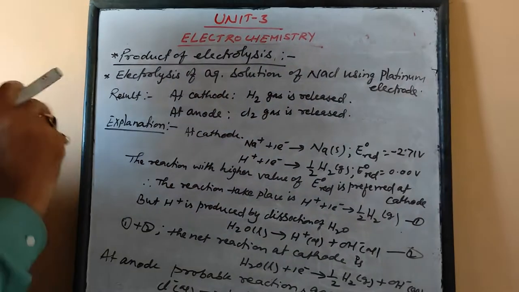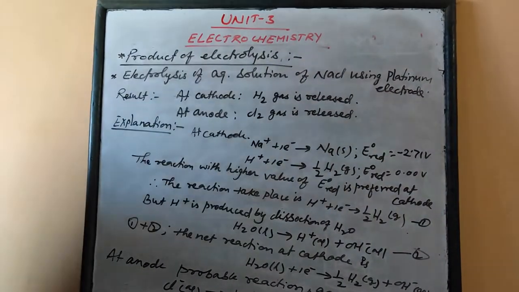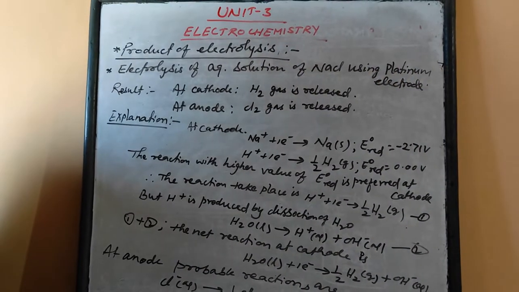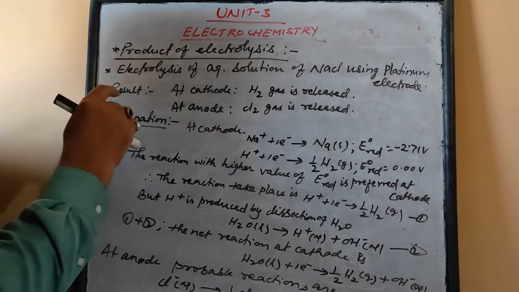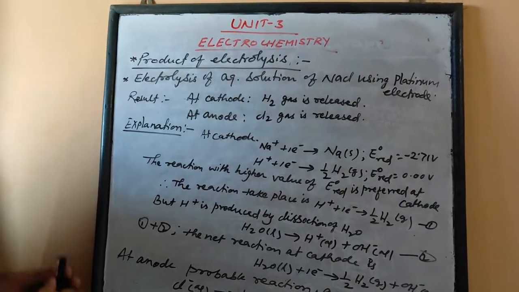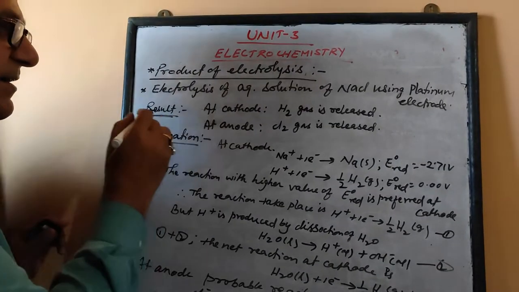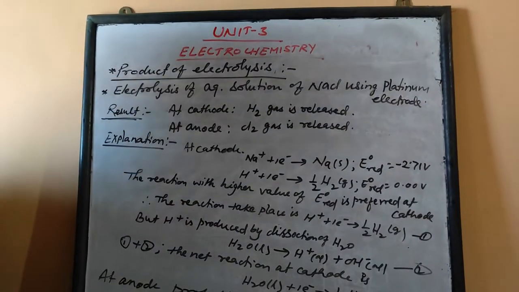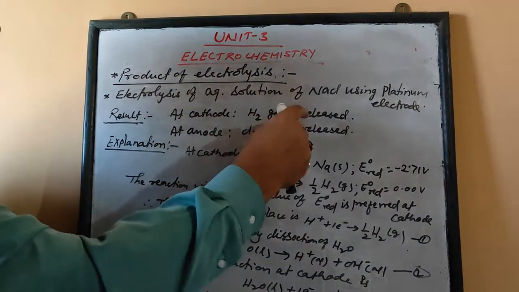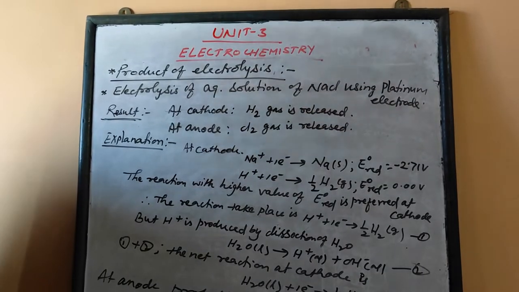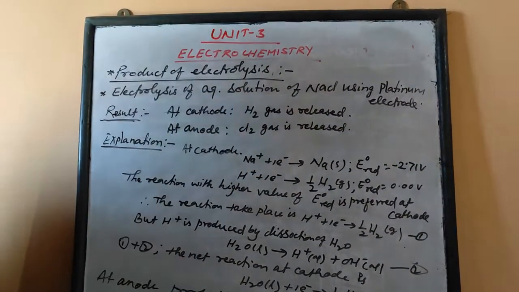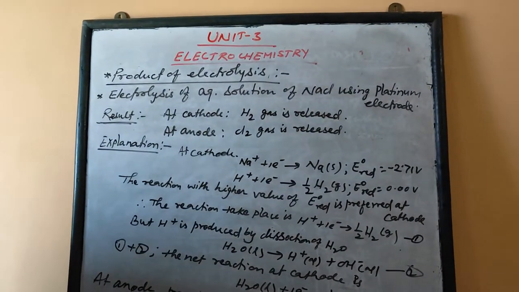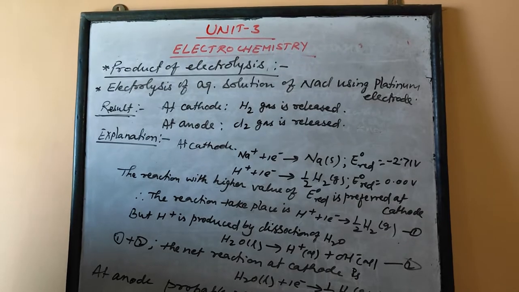But it is surprising that when electrolysis of aqueous solution of NaCl is done using platinum electrode, that is, an inactive electrode, then what is the result? First focus on the result. At cathode, we are expecting that sodium should be released, but no, here H2 gas is released at cathode. And at anode, Cl2 gas is released. This is the result of the electrolysis of aqueous solution of NaCl using platinum electrode.